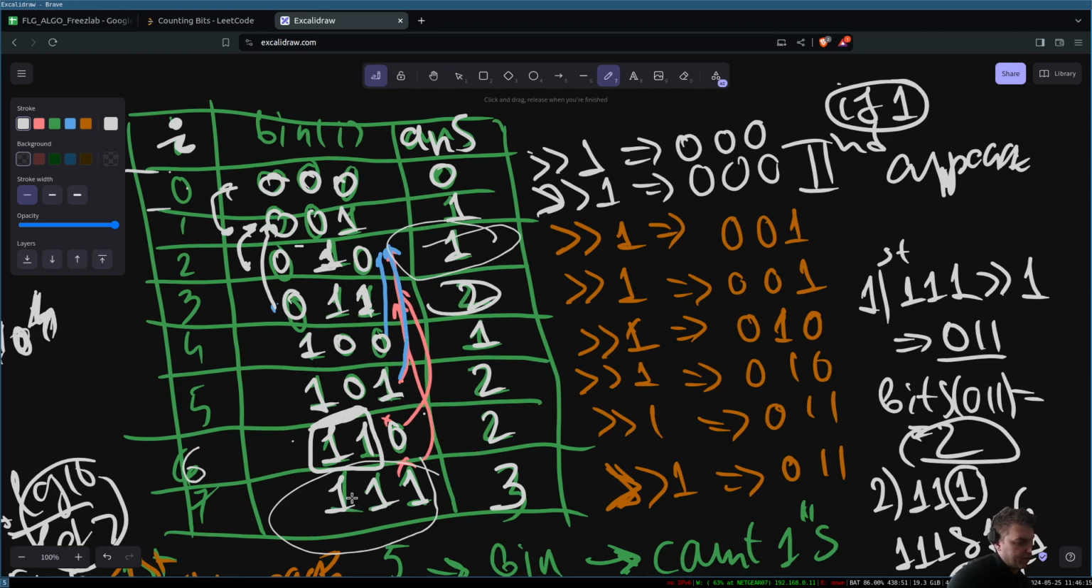The same for the other example. The same highest bits here, 1 and 1. We calculate the number of bits there, which is 2. And then for the lowest bit, I check 7 and 1, which is going to be 1. So I add 2 plus 1, which is 3.